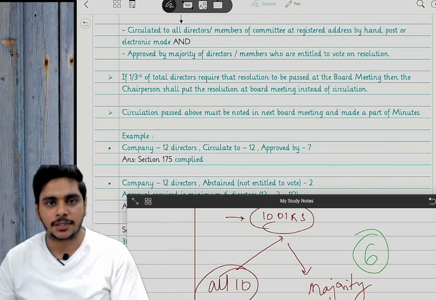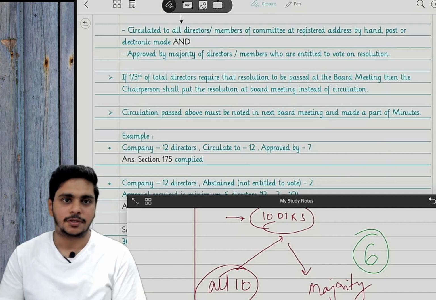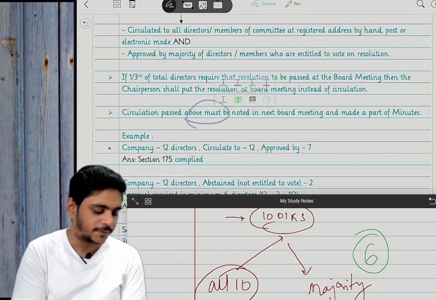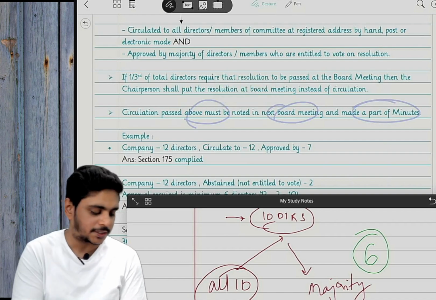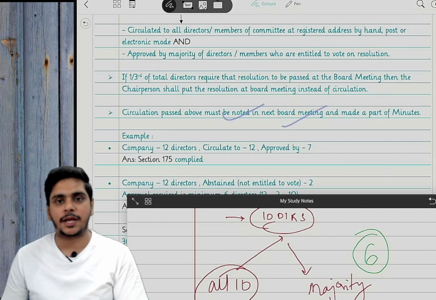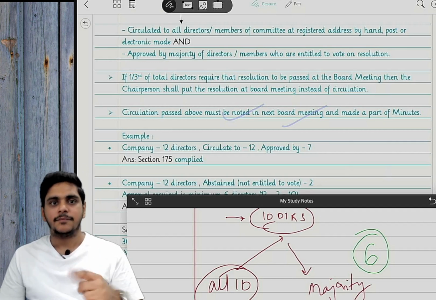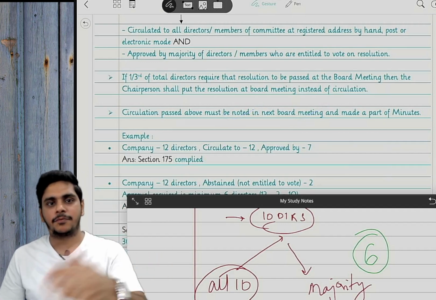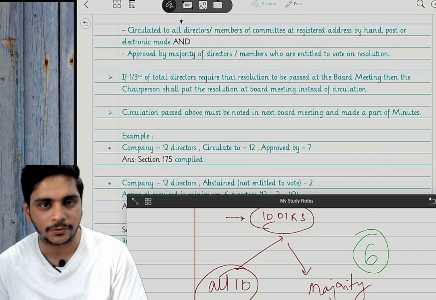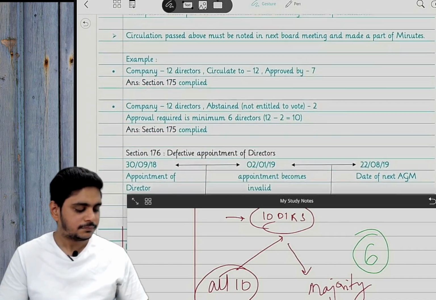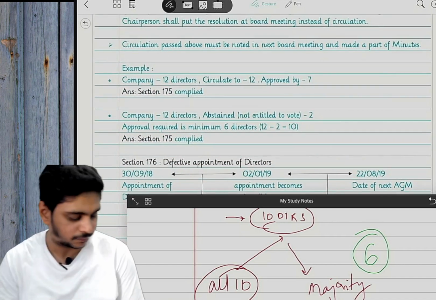The resolution passed as above must be noted in the next board meeting and shall be made part of minutes. The resolution circulated as above shall be noted in the next board meeting and made part of minutes. So if it is sent to all and approved by majority, that means it is approved, and it shall be made part of minutes. Now, these are the examples.